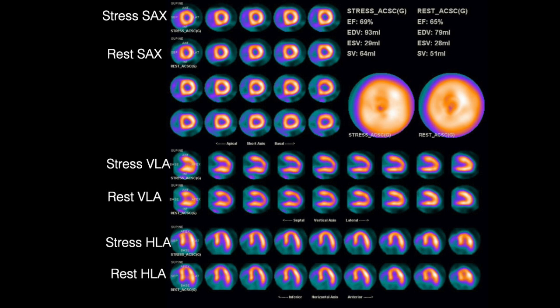And this is a rubidium PET scan, and you can actually see some of the RV uptake, much less intense, and the RV wall itself thinner due to its reduced muscularity.